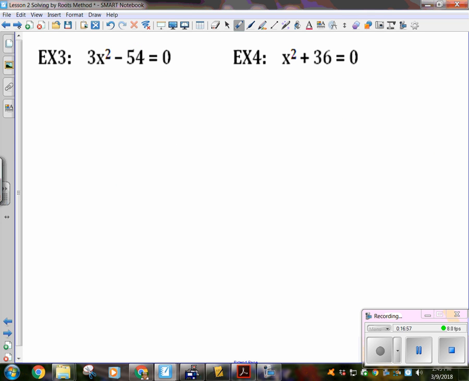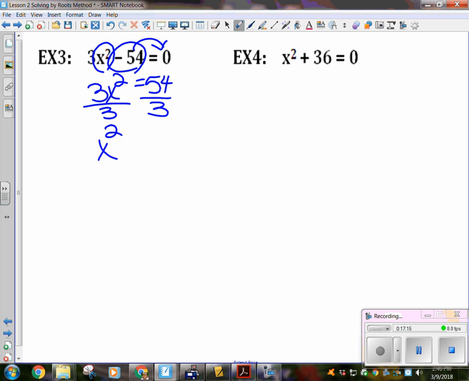Number 3. This first thing I need to do, I need to get x squared by itself. I will divide by 3, but is that the first thing I'd want to do? Let's move the 54 first. So let's move it over here. Okay? 3x squared, divide by 3. X squared is equal to 18.